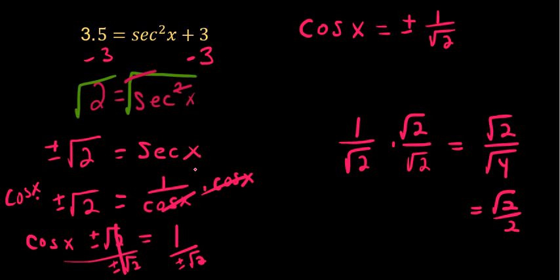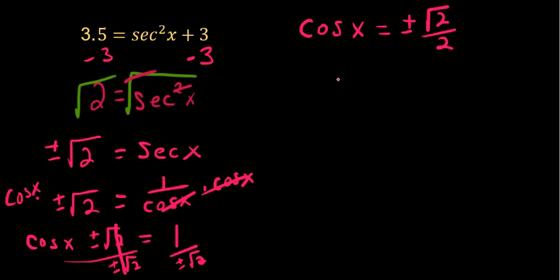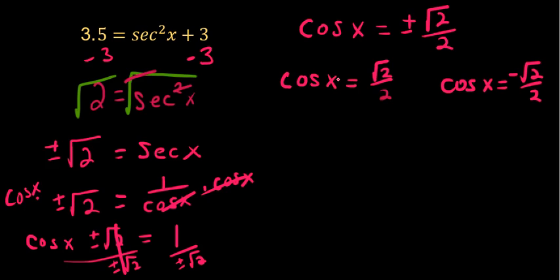So really, I'm looking at this 1 over square root of 2, but it is the square root of 2 over 2. So I'm going to change that. Now again, because I have the positive and the negative, I do have to look at two equations. I have cosine x is positive square root 2 over 2, and cosine x is negative square root 2 over 2. So I'm going to start with this first one, the positive square root 2 over 2, and I'm going to go to my unit circle.